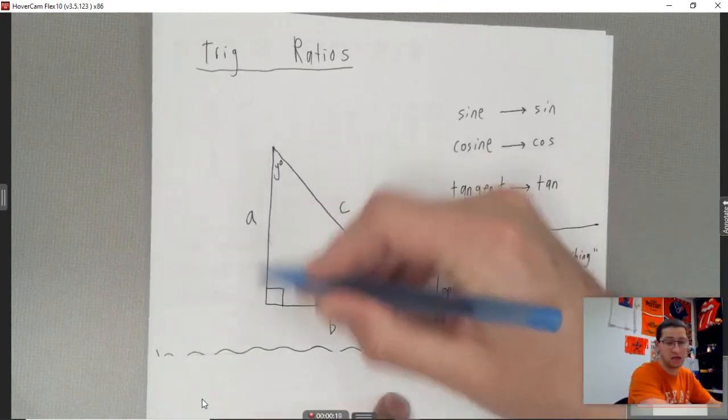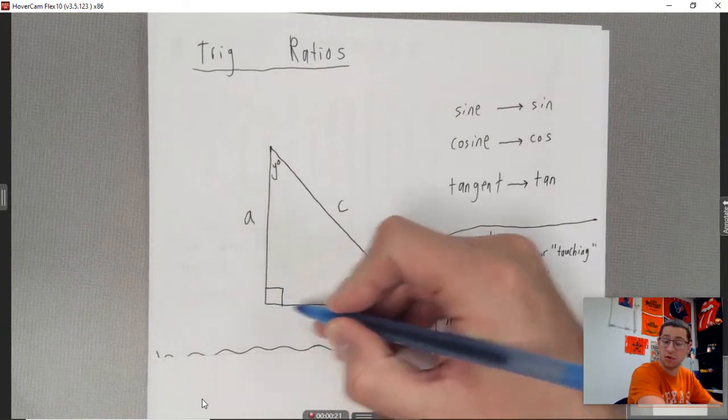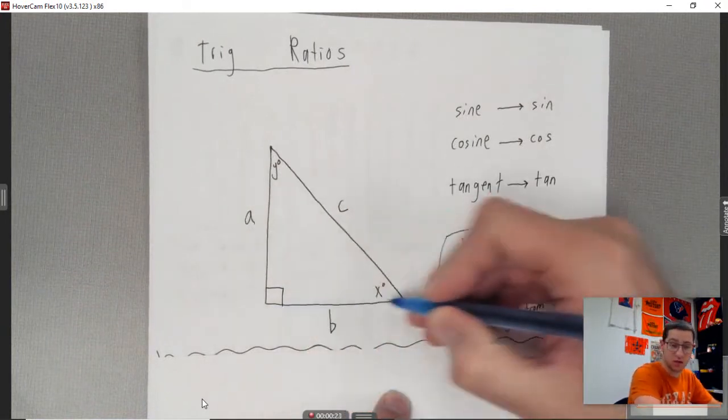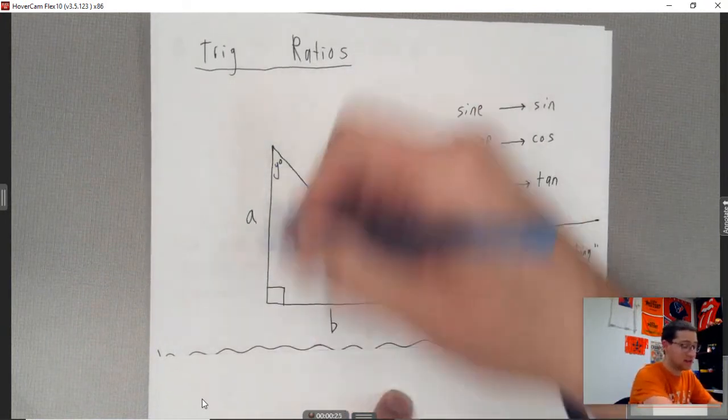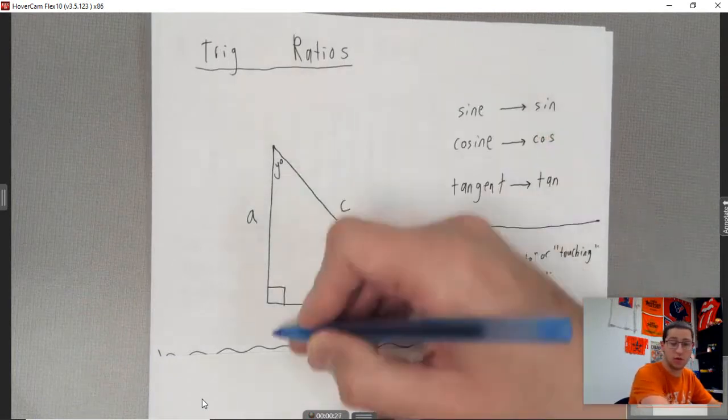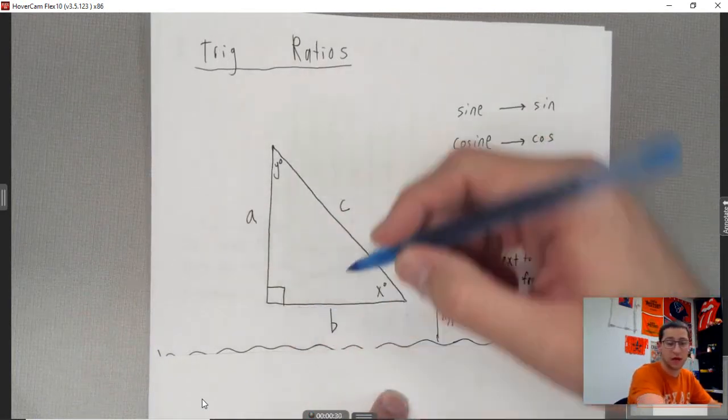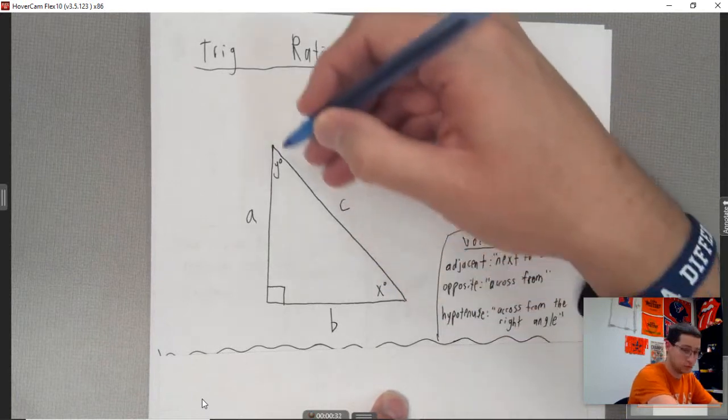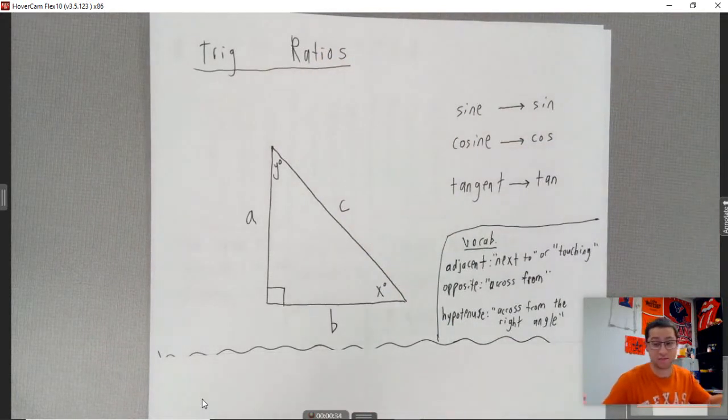You have a side length of A, another side length of B. These two are what we call my legs, the legs around the right angle, and then this is the hypotenuse. So you've got three sides, and then you have, of course, three angles because it's a triangle.